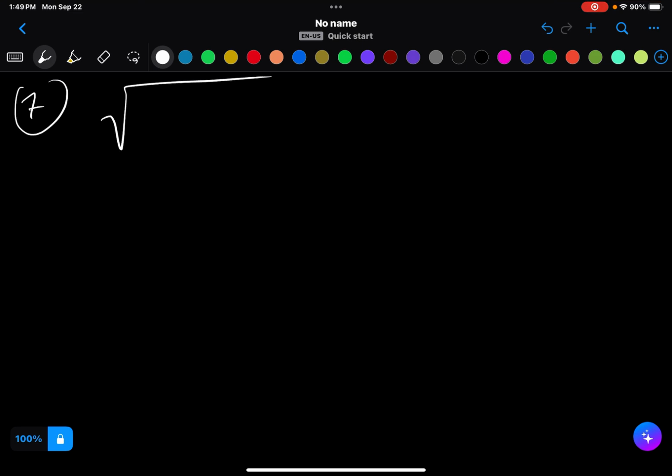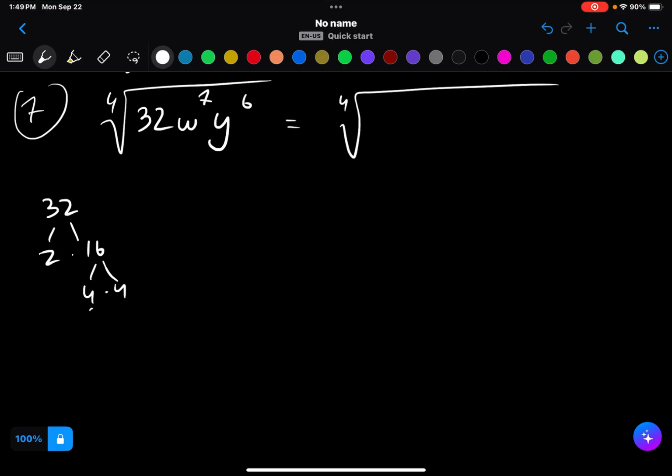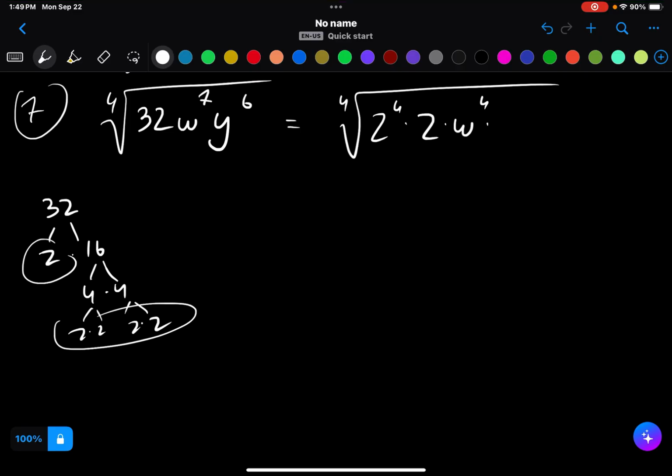Number 7, you have a power 4 radical with 32 w to the 7th y to the 6th, and what can we do here? Well, 32 can be written as 2 times 16, right? And 16 can be written as 4 times 4, which is 2 times 2 and 2 times 2. So I can write this as this times this, or 2 to the 4th power times a 2. The w, I can split it into a 4 and a 3.